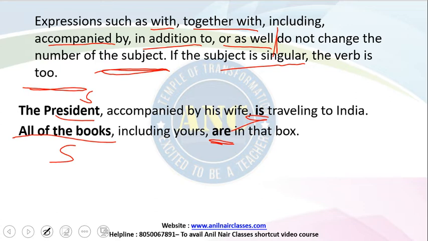What does it mean? It means that even though you're saying the president accompanied by his wife, which suggests the number of subjects is changing, there are two, right? But in that case, this is the actual subject in the sentence. It is in its singular form. Hence, it will not change. Such expressions do not change the number of the subject. It is treated as either singular or plural accordingly.